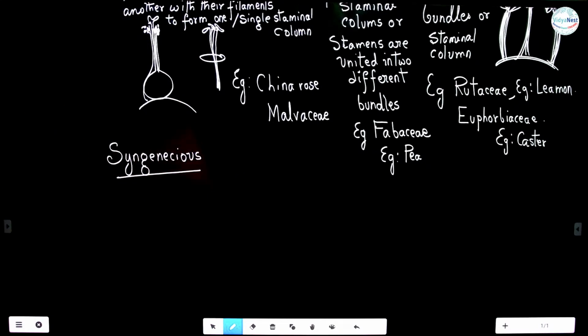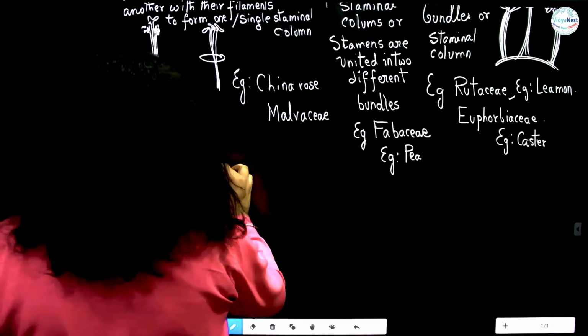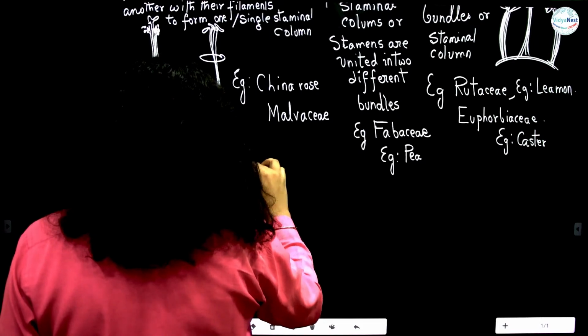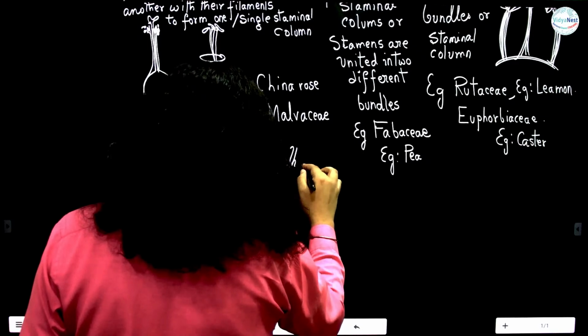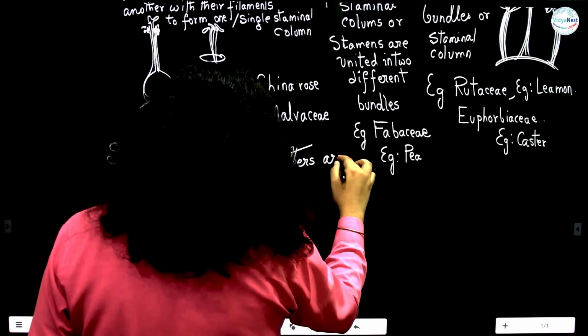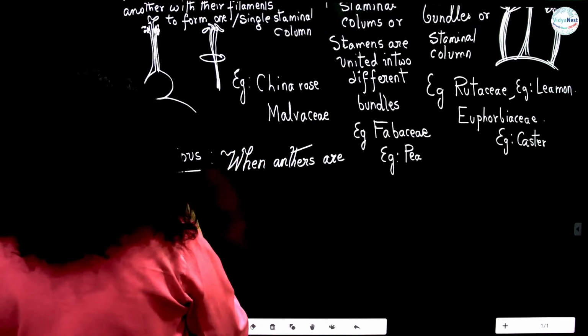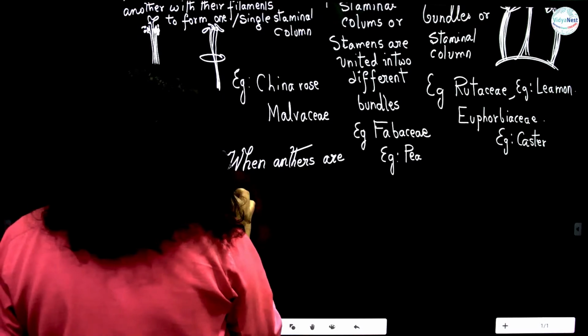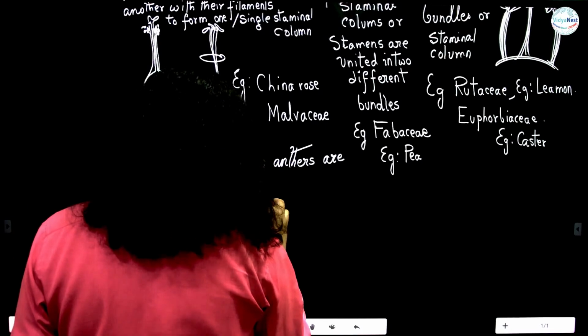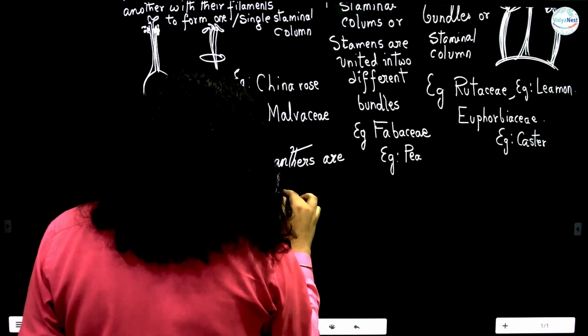What is syngenesious condition? In syngenesious condition we can find, like, when anthers are united but the filaments are free, right? So we can write over here: anthers are united but filaments are free.